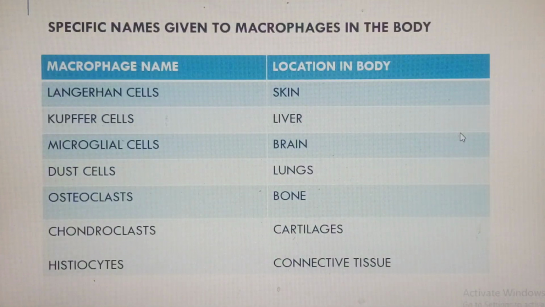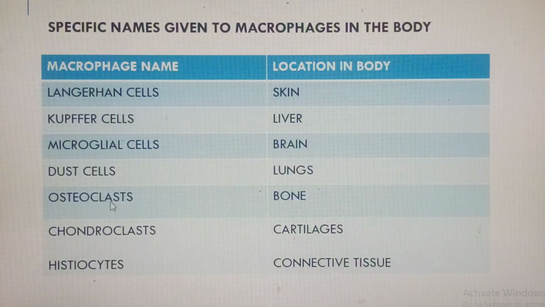Finally, macrophages developmentally come from the blood in the form of monocytes. The monocyte has a kidney-shaped nucleus, and it gives rise to these macrophages. For instance, in the skin we call the macrophages Langerhans cells. In the liver, we call them Kupffer cells. In the brain, we call them microglial cells, one of those neuroglial cells. In the lungs, we call them dust cells or alveolar macrophages.